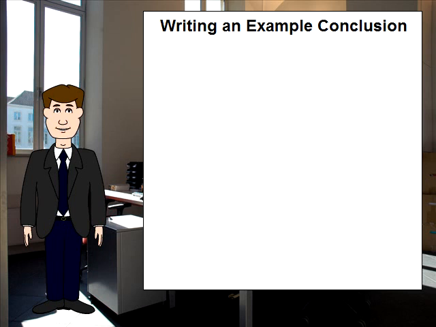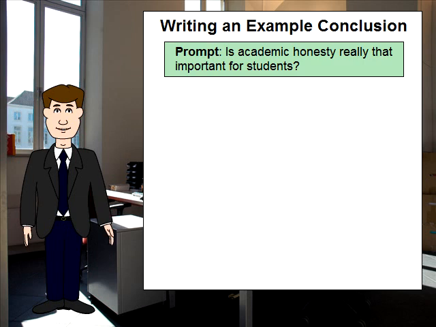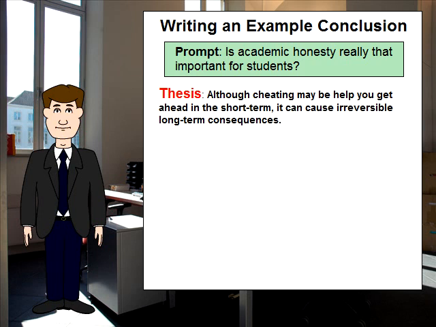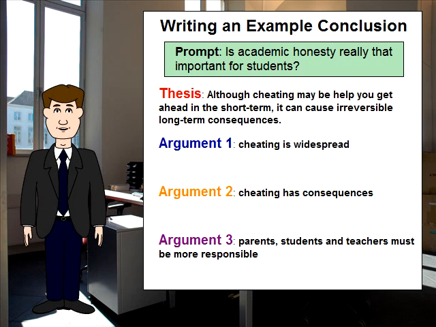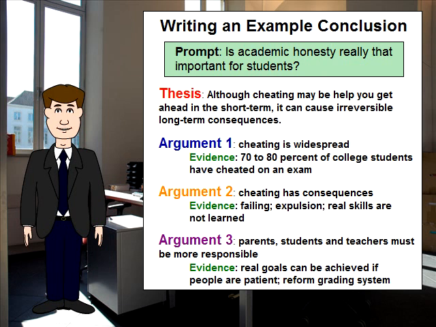Let's look at a sample outline and see if we can't make a conclusion paragraph out of it. Here's our prompt. Is academic honesty really that important for students? Below is our thesis. And then here are 3 main arguments we use to support our thesis. Lastly, the outline includes some notes about possible evidence. Let's see if we can use this to write a conclusion. Press pause to think about a possible conclusion. Press play when you're ready to continue.